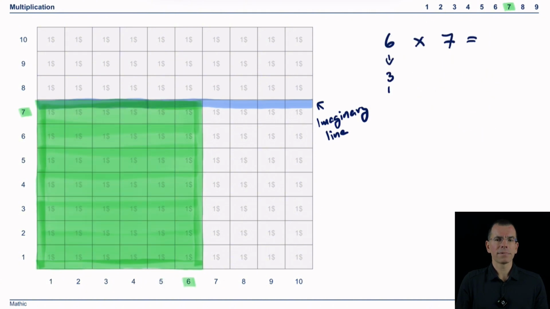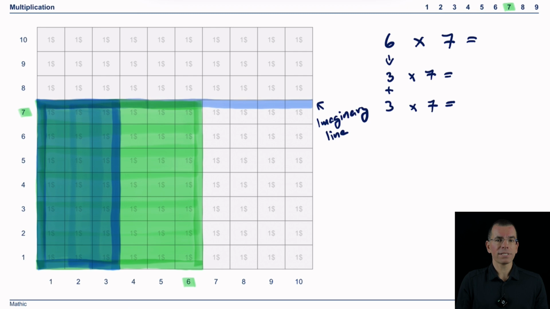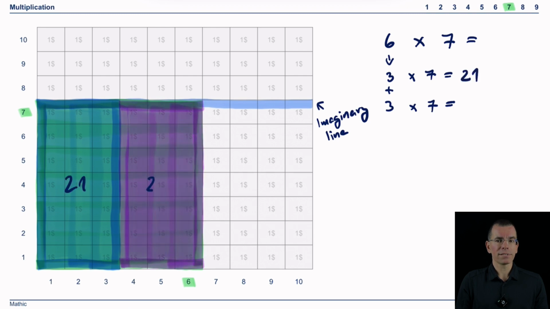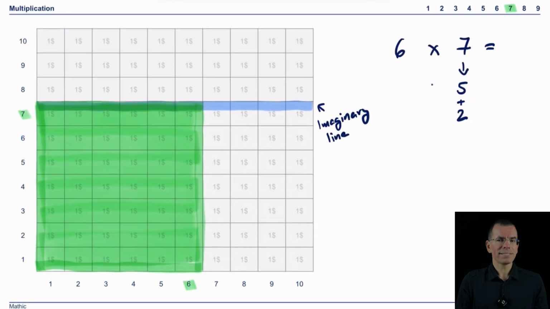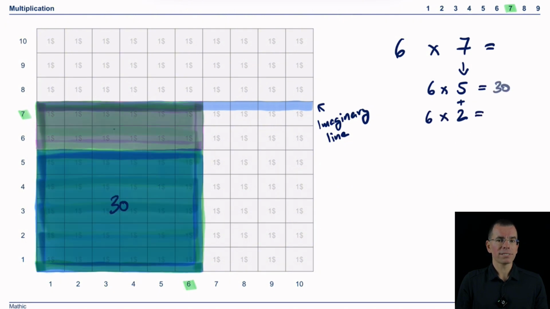6 times 7. As 6 is 3 plus 3, we can calculate as 3 times 7 plus 3 times 7. That is 21 plus 21. As simple seems to be splitting 7 into 5 plus 2 and multiplying 6 times 5 plus 6 times 2, that is 30 plus 12.